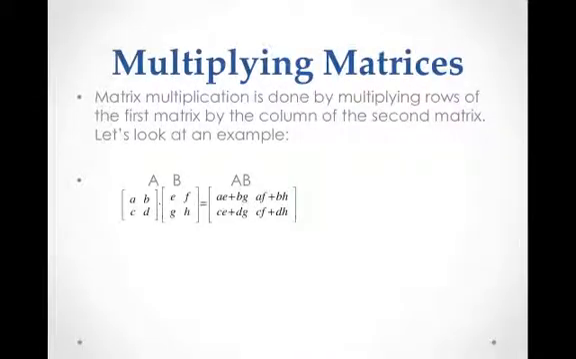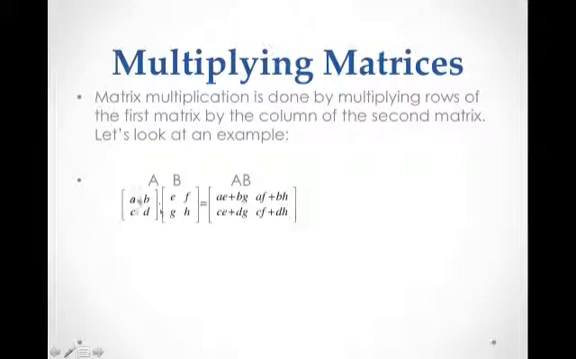Matrix multiplication is done by multiplying rows of the first matrix by the columns of the second matrix. We're going to look at an example in a minute, but first let's look at a general case, because we don't have any numbers. We just have little variables sitting in our elements. So matrix A is A, B, C, D. Matrix B is E, F, G, H.